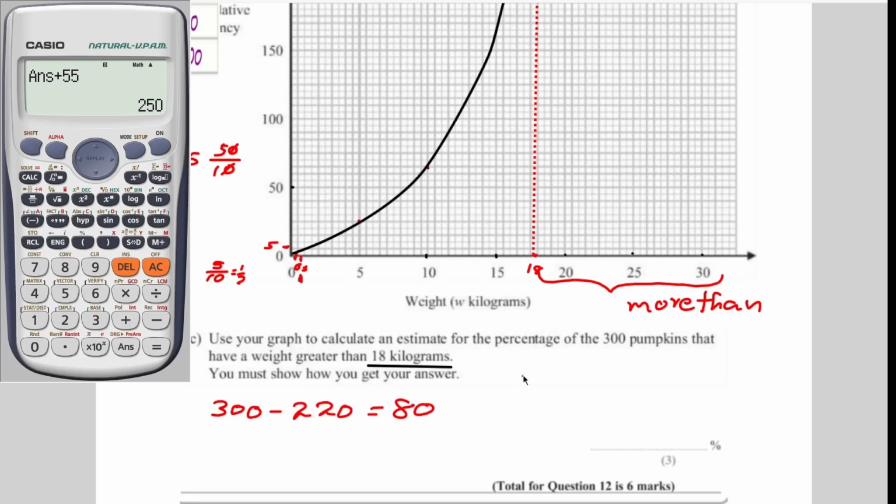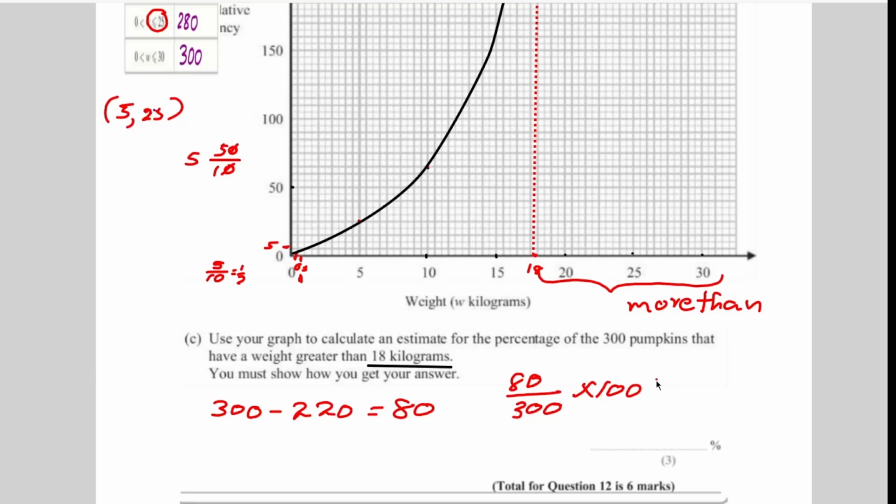Then to get the percentage, 80 over 300 into 100. Eighty into 100 over 300. It is 26.6, which means 26.6%.